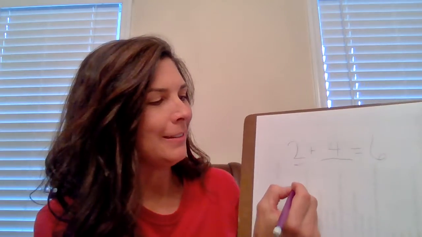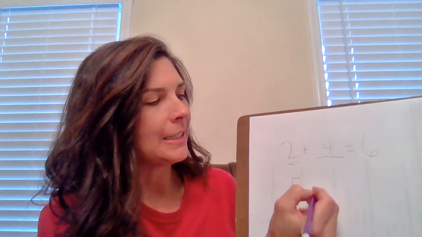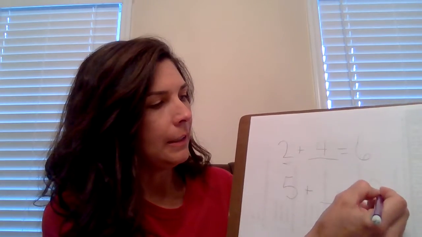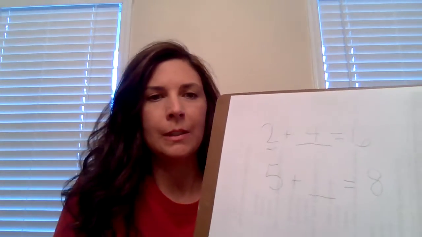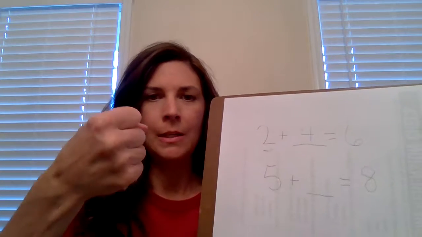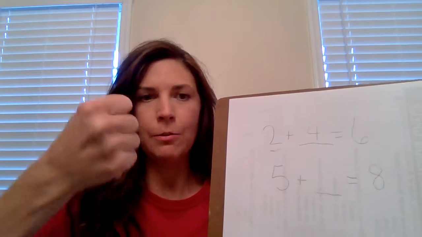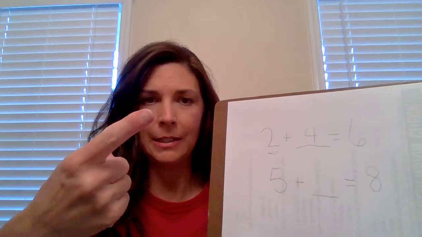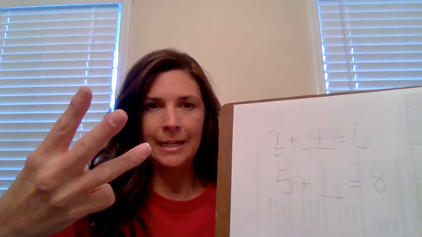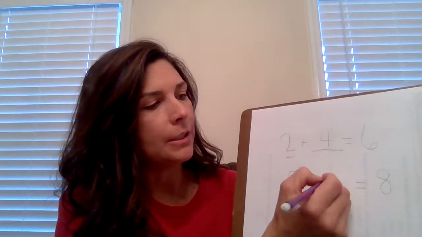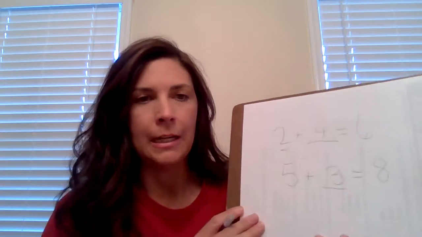Another demonstration. If the equation says 5 plus something equals 8, I start with 5. This is my 0 because I have not put any more on yet. So 5, put on 6, 7, 8. I've put on 3 more to get to 8. So 5 plus 3 equals 8.